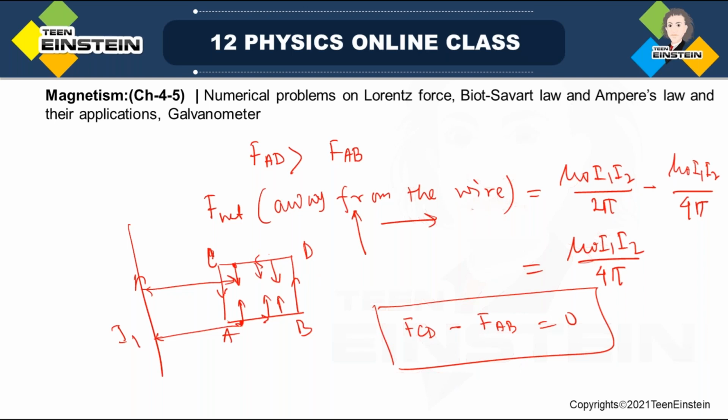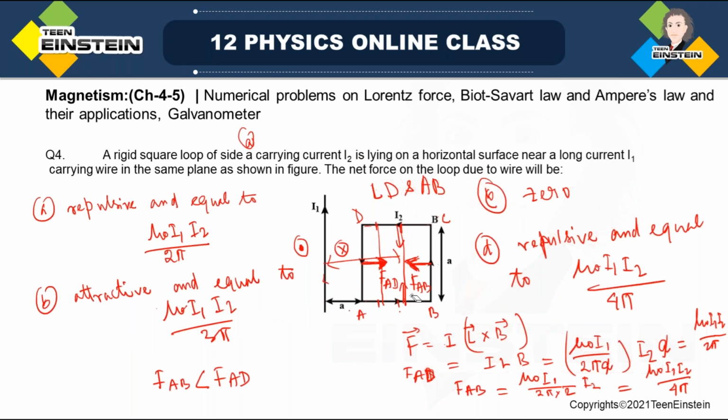So ultimately the net force will be away from the wire. There will be a net force in this direction, away from the wire, as if this wire is repelling this square. This force is repulsive. This is the answer. This is how you have to analyze and choose the correct answer.